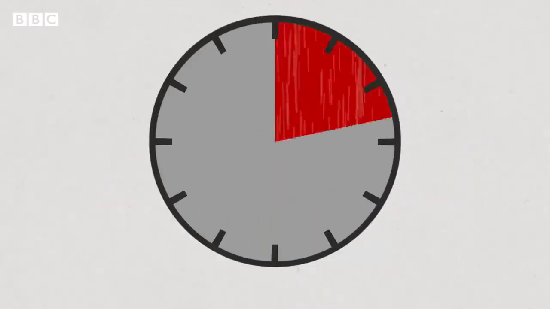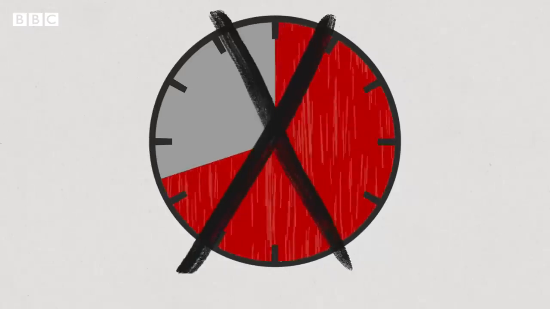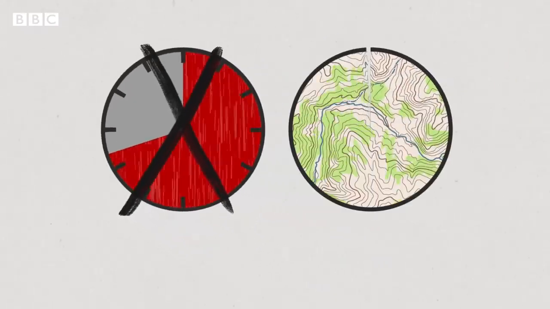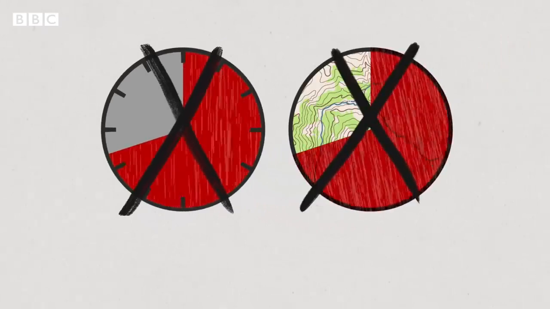It doesn't mean that it will rain 70% of the time on that day, and it doesn't mean it will rain on 70% of the area you're looking at.